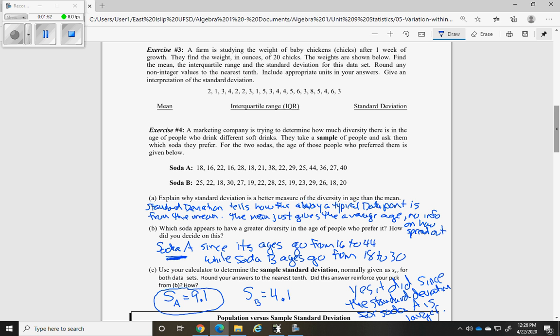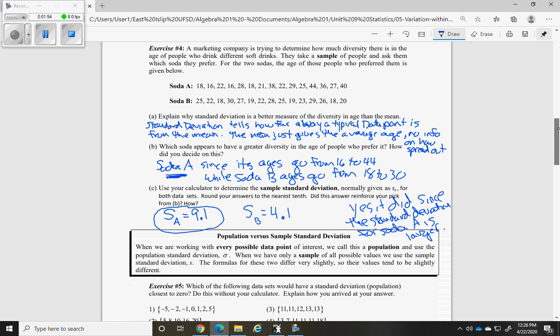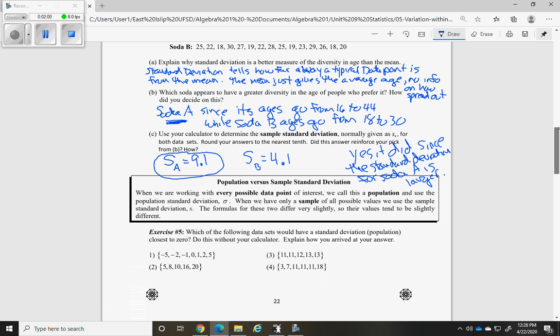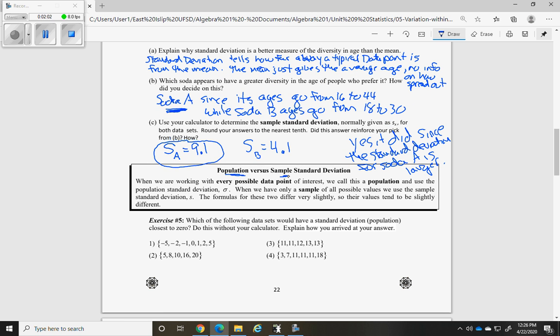So I said since soda A's standard deviation is larger, it definitely shows that there's more diversity in the ages. They're telling you population versus sample. Remember, population really means you used every single number in a certain population, where a sample means that they took like a survey. They took some of the data points. Really, the numbers are always so close together, but mathematicians have figured out that if you're not using the entire population, it could be slightly off. So they changed something in the formula to take care of that.